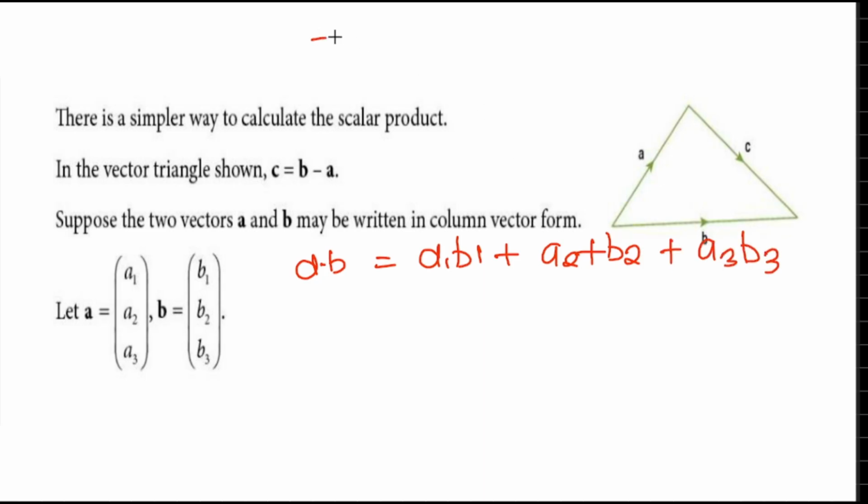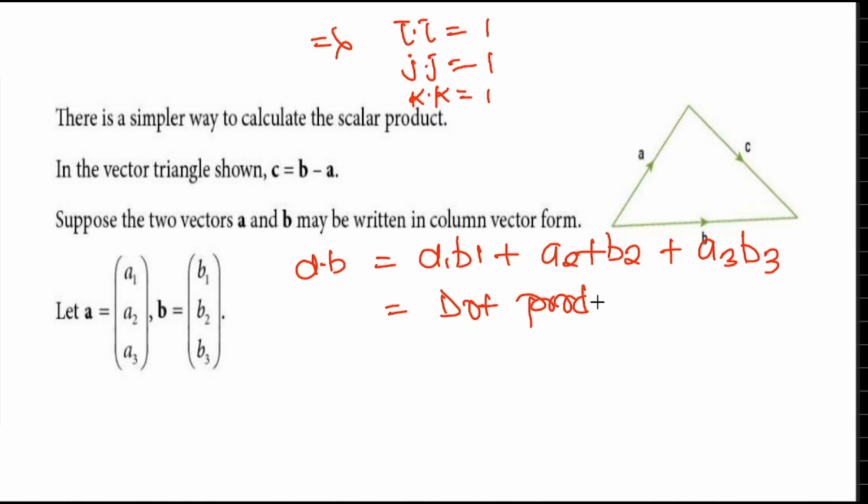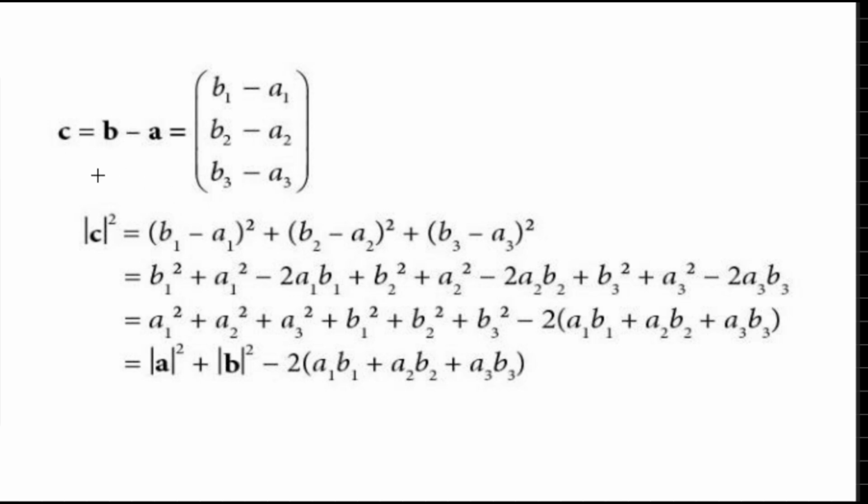The reason it is like this is that if you do i dot i, the answer is 1, j dot j is 1, and k dot k is 1, just like i squared, j squared, k squared are all equal to 1. So when you are doing a dot product, you multiply the corresponding components of the vector and add the answers together. Then we have what is called the dot product or the scalar product. This is the simpler way of doing a dot product, and this is the proof, guys.